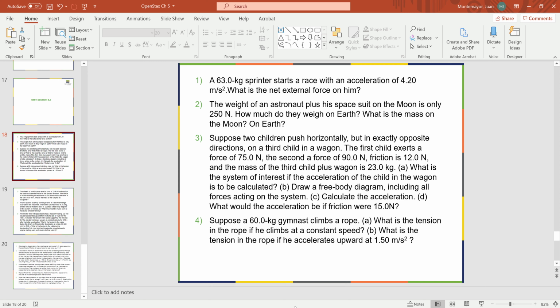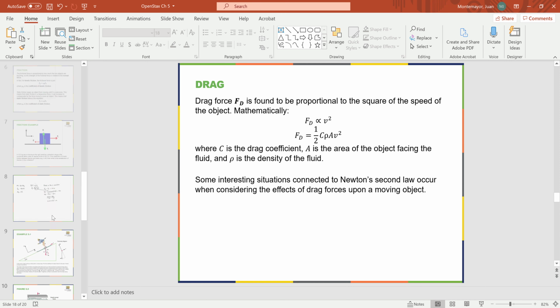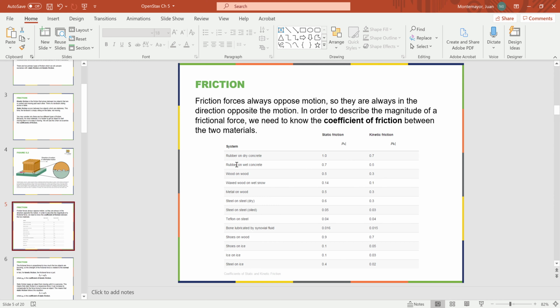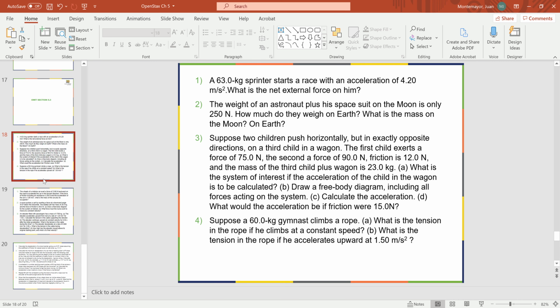The setups are pretty straightforward, like number 1 here. A 63 kilogram sprinter starts a race with an acceleration of 4.2. What is the net external force on him? You obviously have an applied force. You have your mass times the acceleration there. And you have to remember your coefficient of, or your friction force. So the contact here would be the rubber shoes that he's wearing on concrete. So you need to go back to the chart here. So you can say rubber on dry concrete. And we are talking about he started a race, so we're going to talk about kinetic friction here.